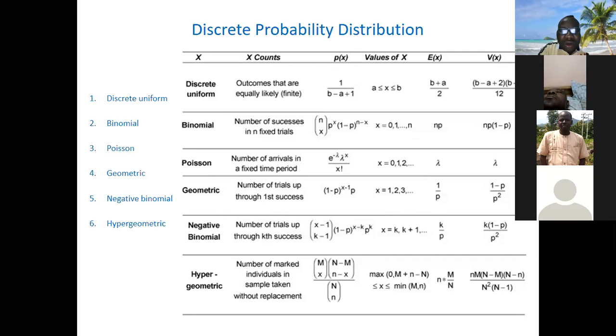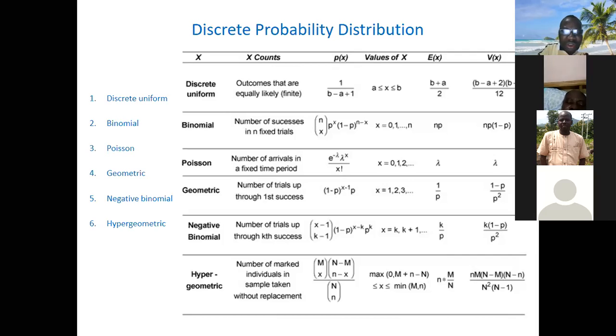Then negative binomial: number of trials up through K successes. So here, you are looking at a number of trials. That is where it's a little bit different from geometric and binomial. Anyway, when we get to this section, you'll be able to understand this better. So negative binomial is the number of trials up through K successes. K successes is not the first success now. How many successes are you looking at? Number of trials before you get that number of successes, whereas for geometric, it's the first success.